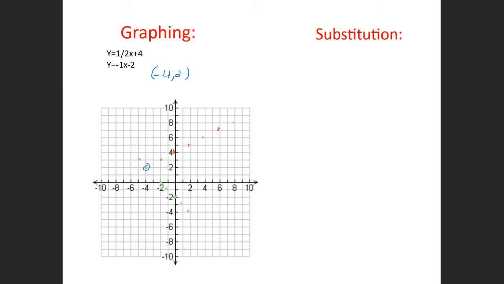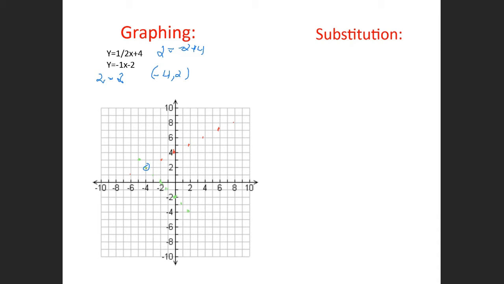That would be my solution. Now, last week I asked you guys to plug the value back in to make sure it works, and I'll do that. So my x value is negative 4, my y value is 2, so I'd get 2 is equal to 1/2 times negative 4, which is negative 2 plus 4. So negative 2 plus 4 is 2, so it does work in the first equation. In the second equation, I'd have 2 is equal to negative 1 times negative 4, which is 4 minus 2, which is 2. So yeah, it does work. So my solution is negative 4, 2.